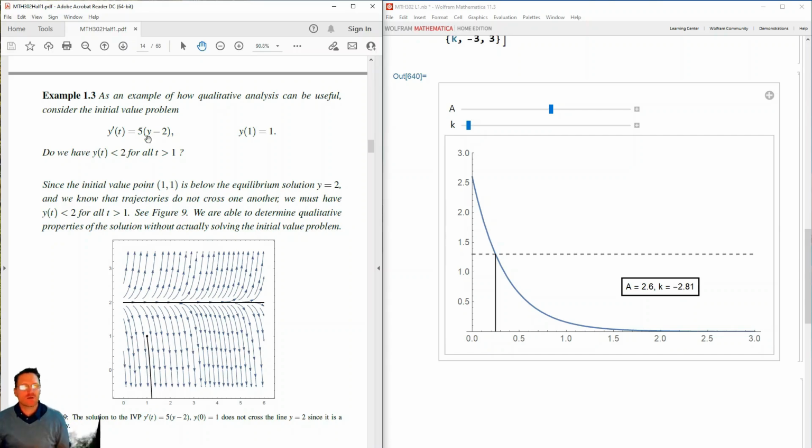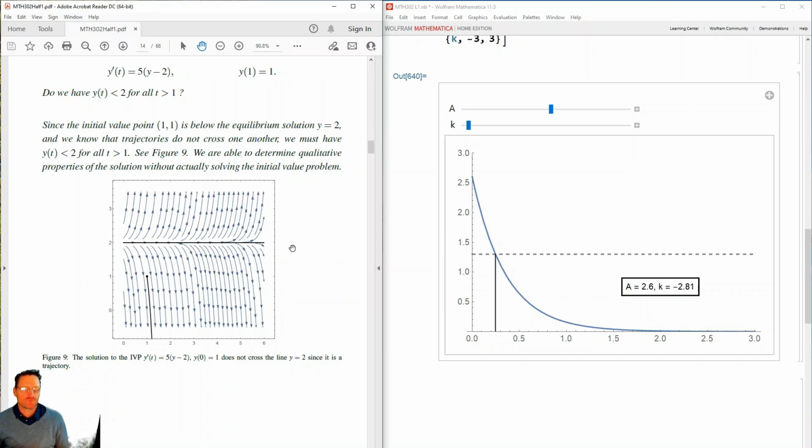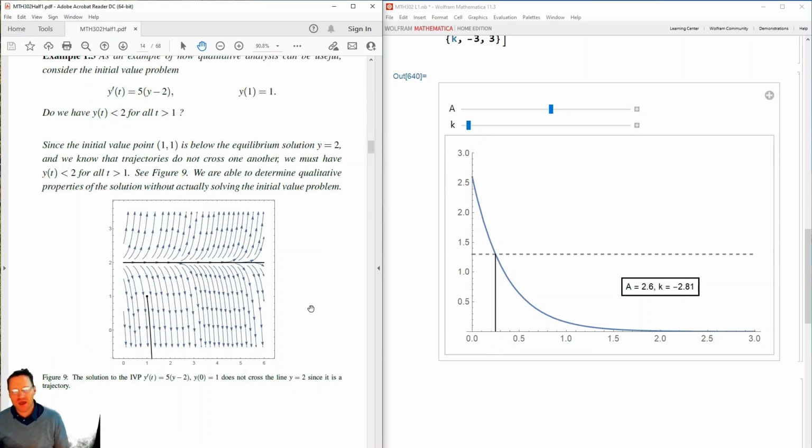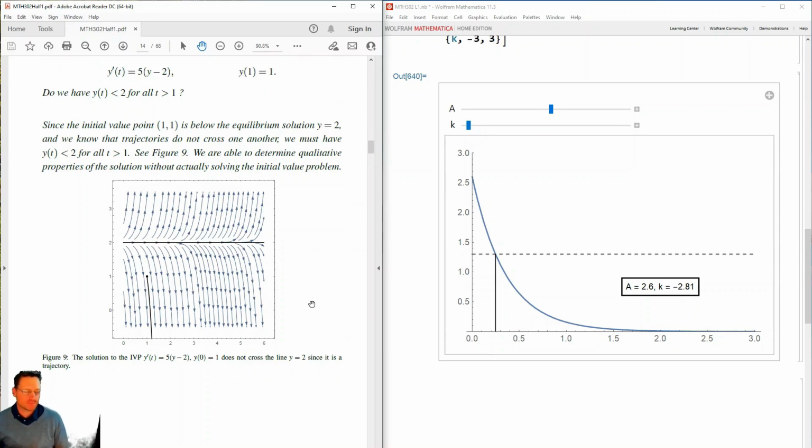So we know there's an equilibrium at y equal 2. We can see that just by solving for when y dash is 0. So the point is below that, and we know that this is unstable, so it tends away. All right, so yes, we do have y of t less than 2 for all time greater than 1. So it's useful in telling us the long-term behavior of the particular trajectory without actually solving the differential equation.